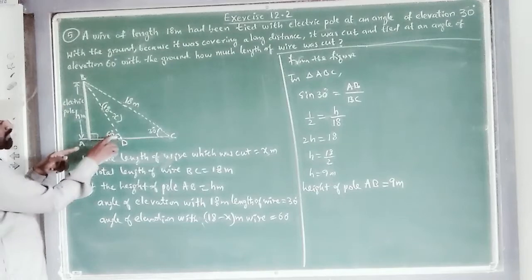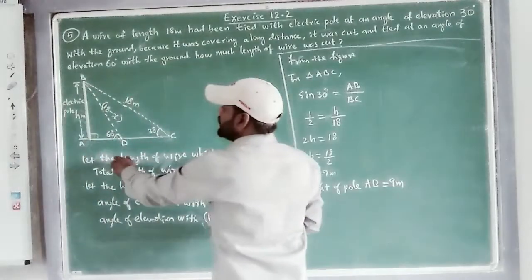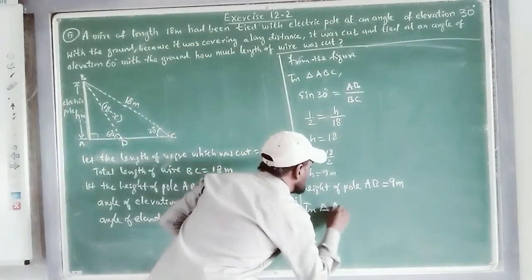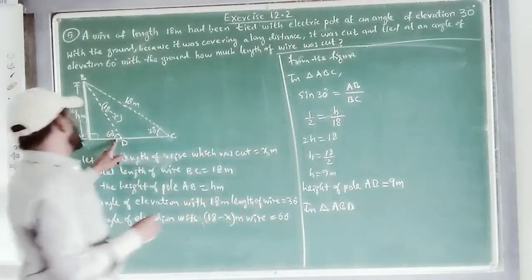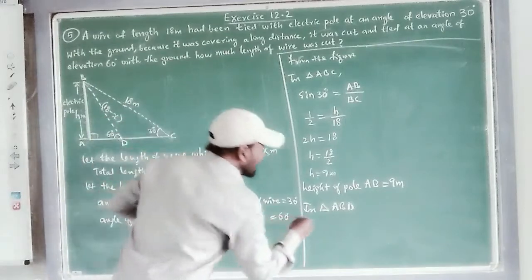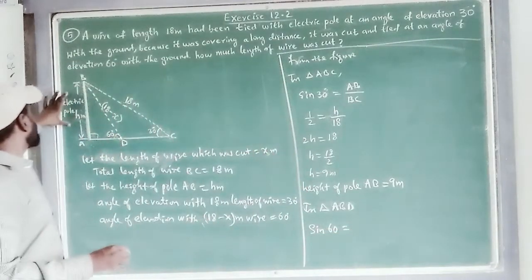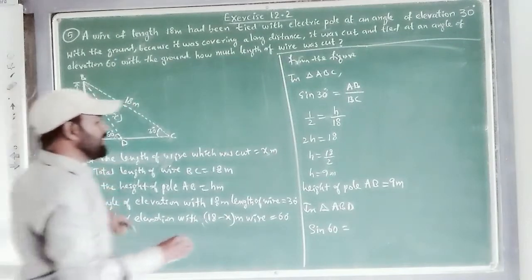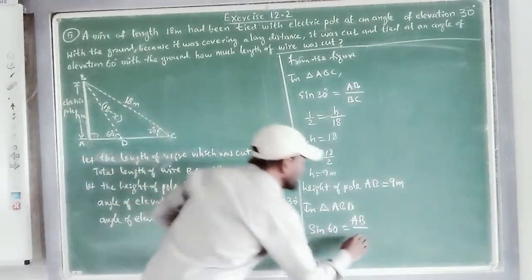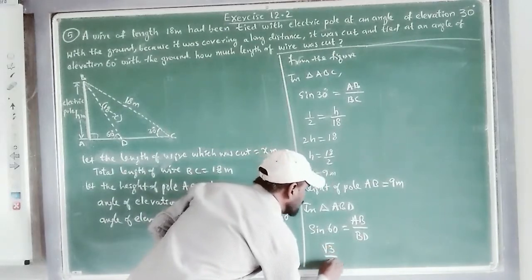Now again with respect to 60 degrees, this is the opposite side, this is the hypotenuse. So in which triangle do we have to work now? Triangle ABD. In triangle ABD, what is the angle? 60 degrees. Opposite side to theta by hypotenuse, which trigonometric ratio? Sin 60. The 60 degrees opposite side is what? h, that is AB, by hypotenuse, which is now BD.